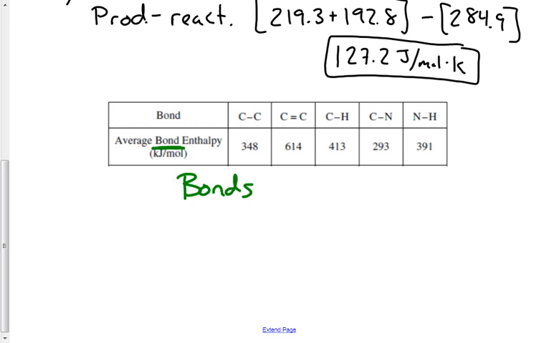So you take bonds broken, minus bonds formed. If I could make a list of 10 to 20 things that students forget or mix up, that's one big one: with bonds, you have to do bonds broken minus bonds formed. So this takes some time.